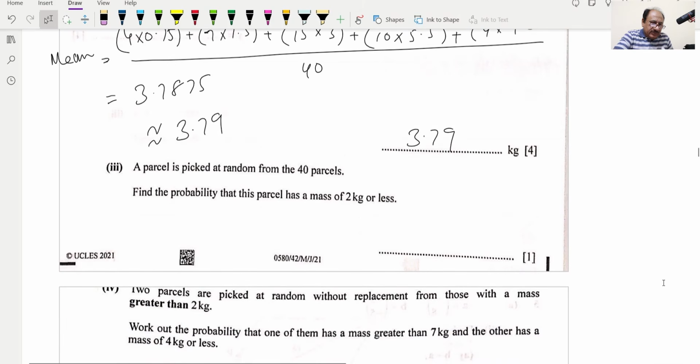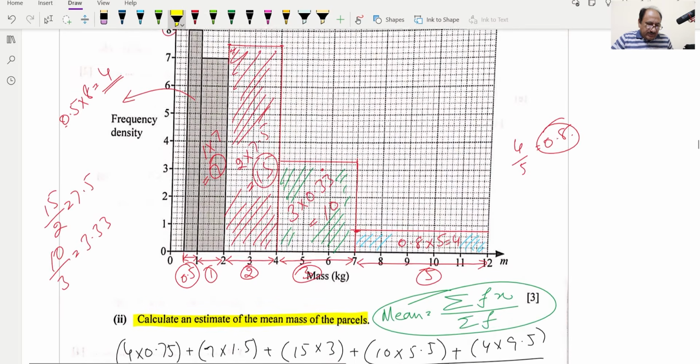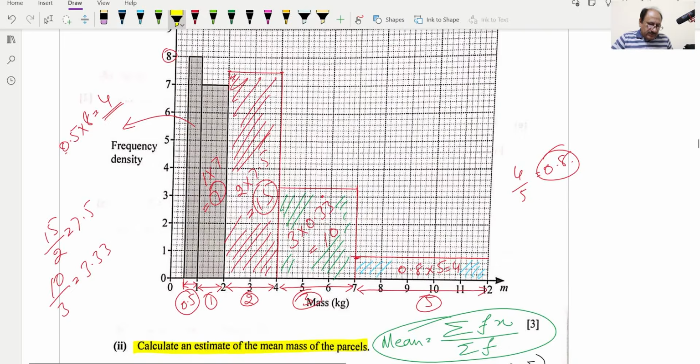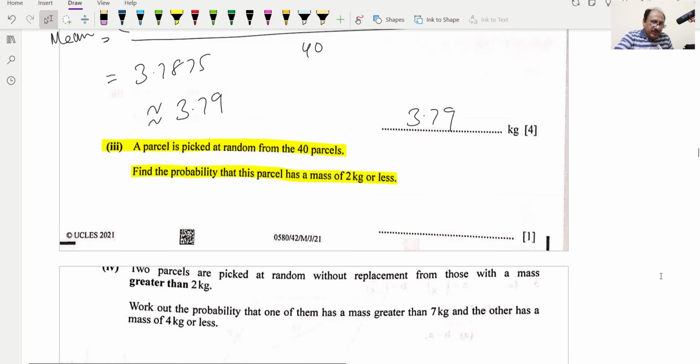Now a parcel is picked at random from 40 parcels. Find the probability that this parcel has a mass of 2 kg or less. So 2 kg or less are 7 this one and 4 this one. So 7 plus 4 will be 11 out of 40. So the probability will be 11 out of 40, and this will be the answer for this.